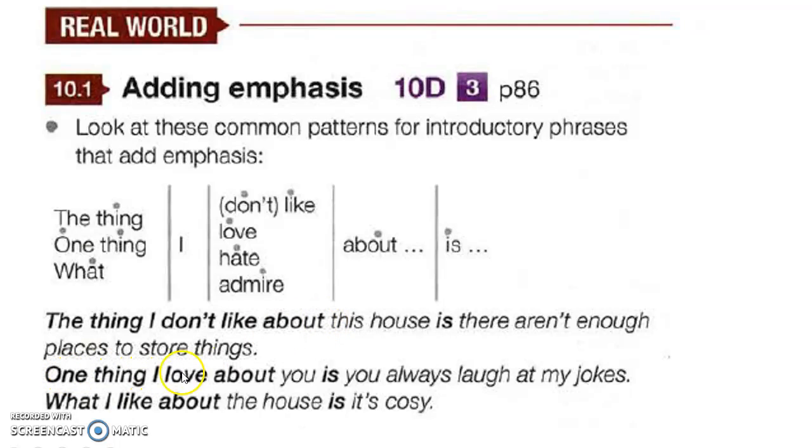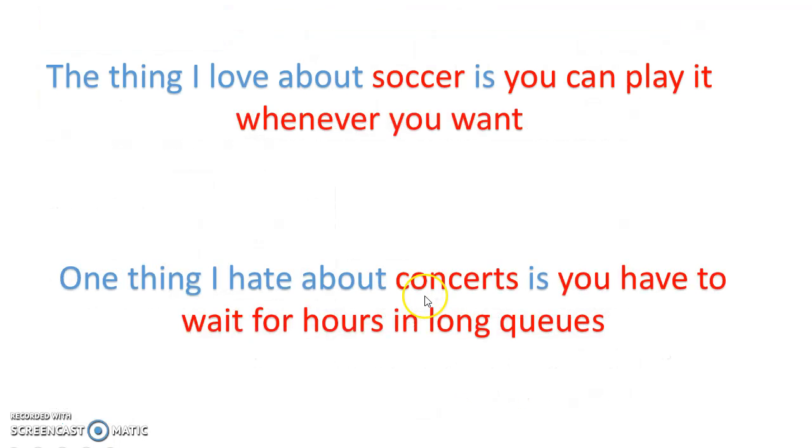Another example is, one thing I love about you. As you can see, we can use this to talk about people, is, and then again a new sentence. You always laugh at my jokes. What I like about the house is it's cozy. So no matter how long or how complex your sentence is after this expression, you have to include a new clause. You have to include a new sentence with all the elements that it normally has. For example, a subject pronoun, an adverb, a verb, etc. Right? Let's take a look at this example.